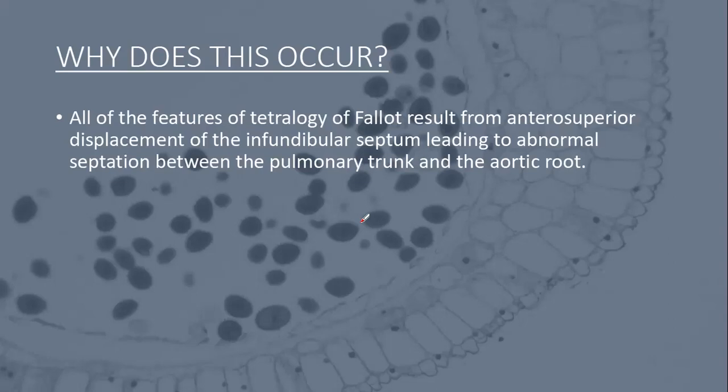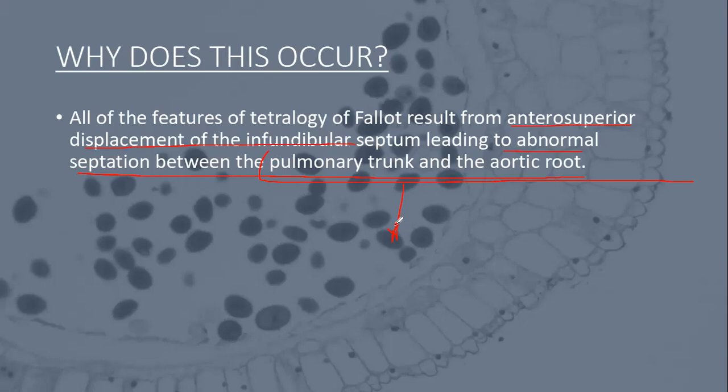Now, what causes this? Due to the anterosuperior displacement of the infundibular septum during embryogenesis, and this will lead to abnormal septation between the pulmonary trunk and the aortic root. Now, the pulmonary trunk and the aortic root originate from the truncus arteriosus, which is the distal third of the bulbus cordis.